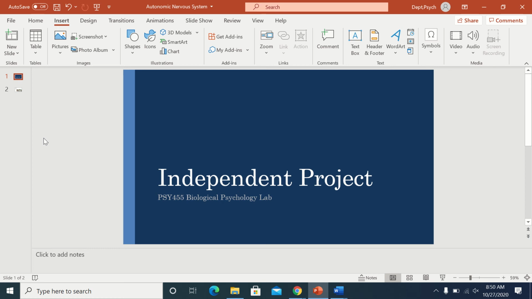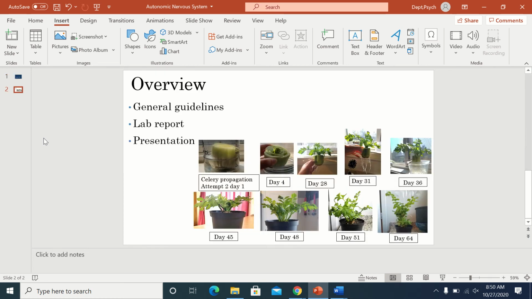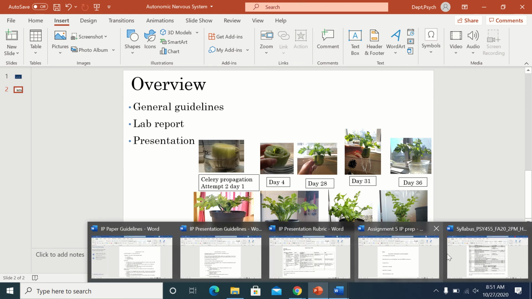Today I'm going to be talking about the independent project. So first I'm going to go over the syllabus to go over those changes that I made due to the snow day. Then I'm just going to spend the rest of the time in this recording going over what your independent project will be like, talking about the lab report and the presentation. So I'm going to start with the syllabus.